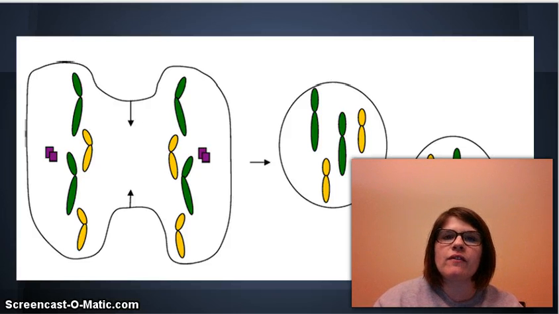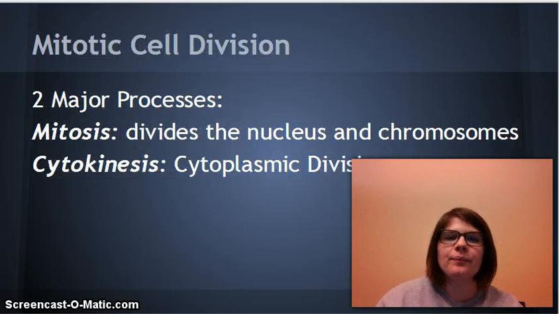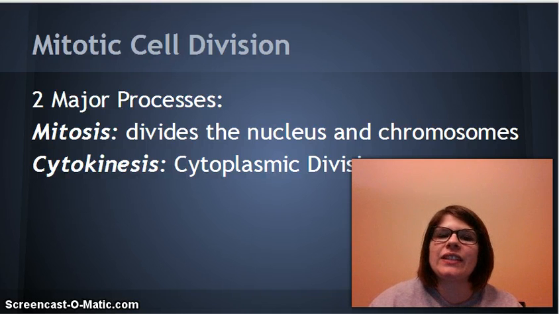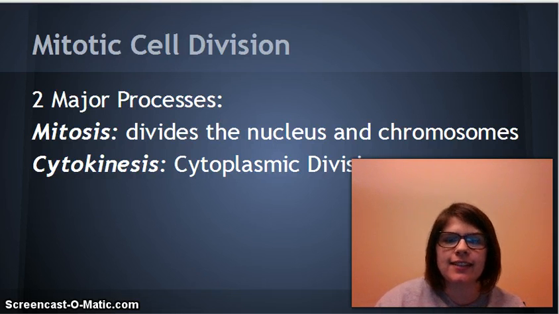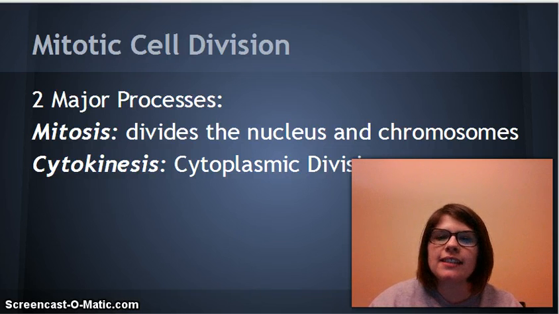Go ahead and, if you have room, put this in your notes as well. So mitotic cell division, we actually have two major processes that we go through. And this is the phase of mitosis of the cell cycle. It is not the entire cell cycle. So mitosis divides the nucleus and chromosomes.